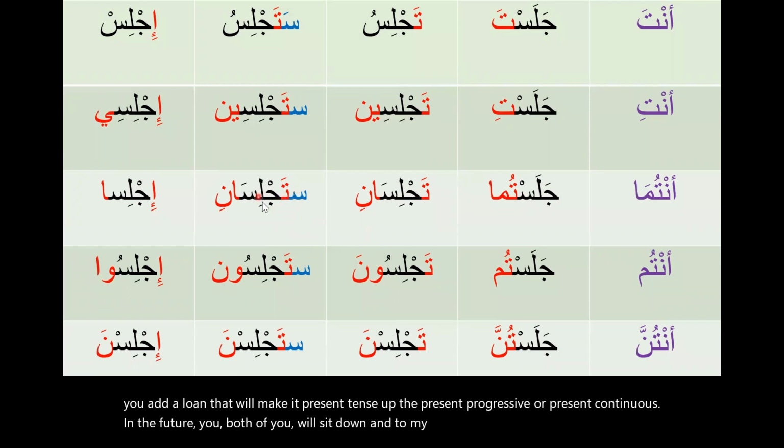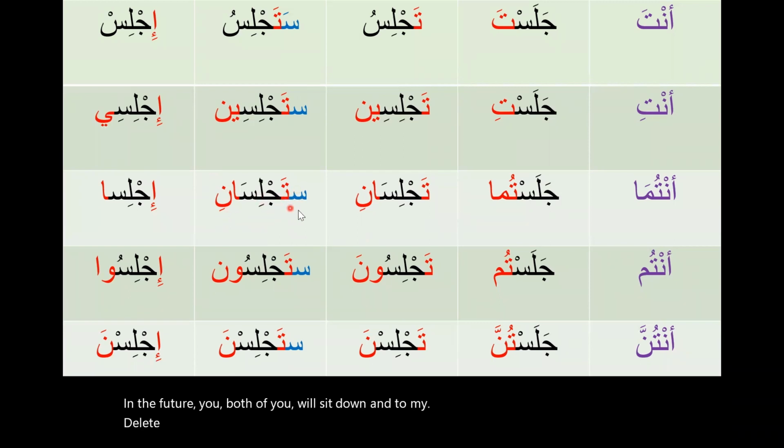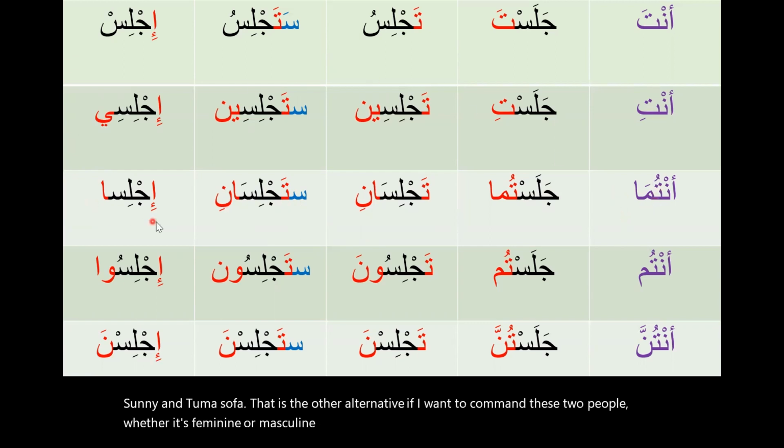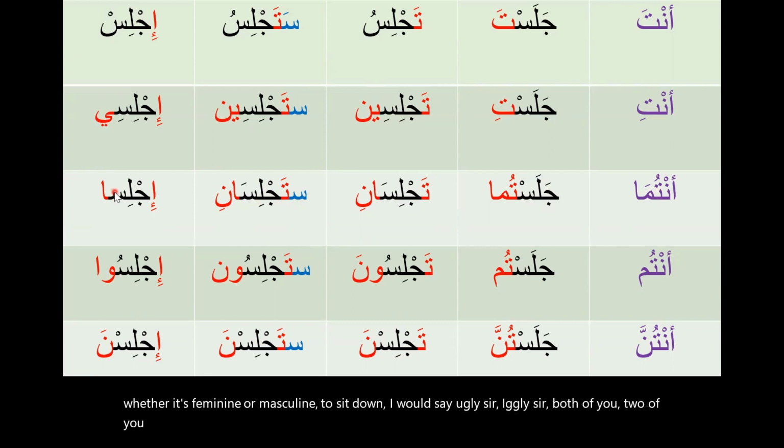أنتما ستجلسان. أنتما سوف تجلسان. That is the other alternative. If I want to command these two people, whether it's feminine or masculine, to sit down, I would say اجلسا. Both of you, two of you, sit down, please.